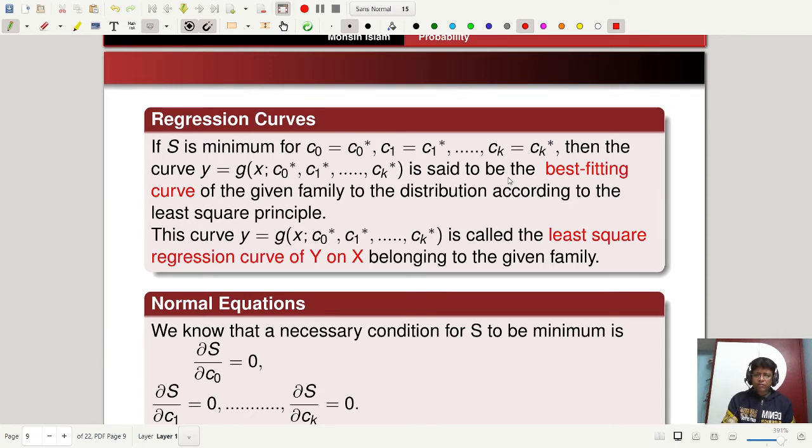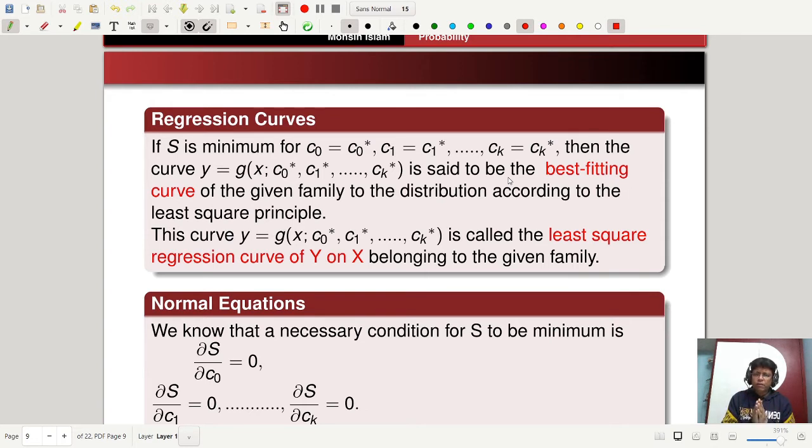And the curve after the substitution of the values of the parameters is called the least square regression curve of y on x belonging to the given family. Okay, so that is the principle of least square, the concept of best fitting curve and the least square regression curve of y on x.